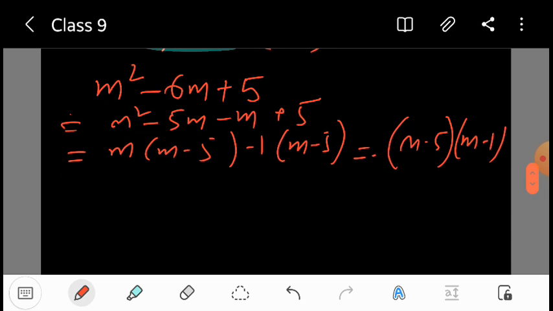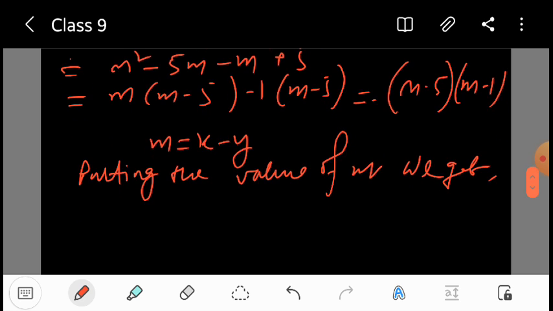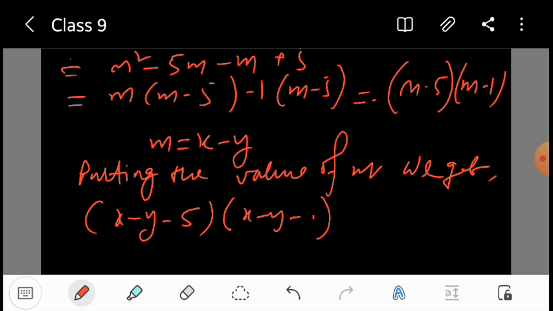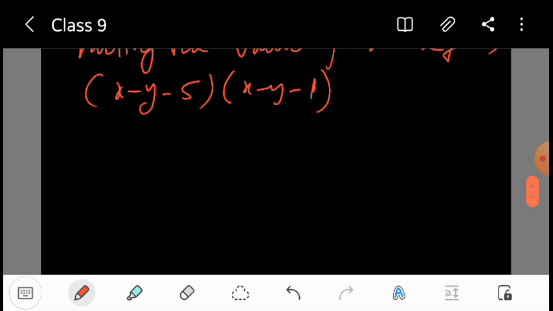Now we put the values of m, that is m equal to x minus y, so putting the value of m, we get x minus y minus 5, and this one we will get x minus y minus 1, and this is the answer actually. Now the factorization is quite interesting.